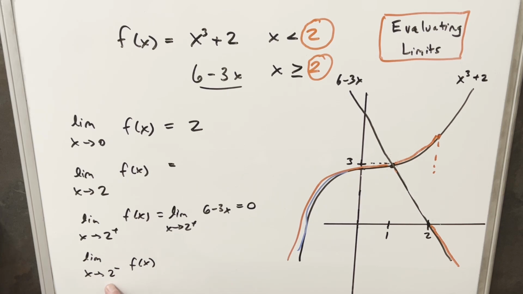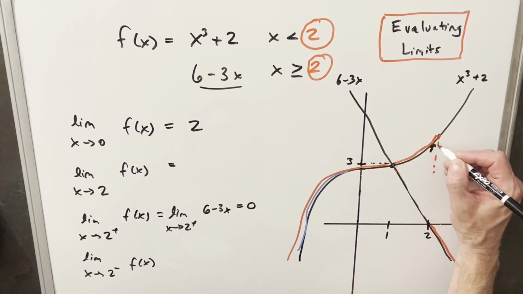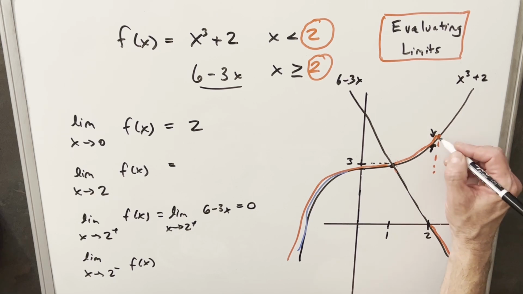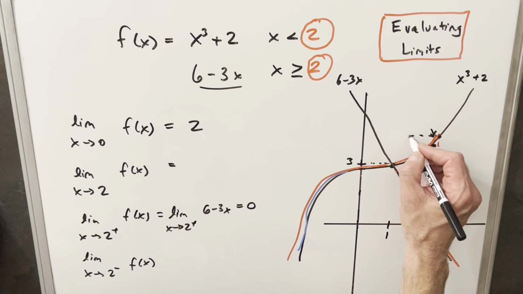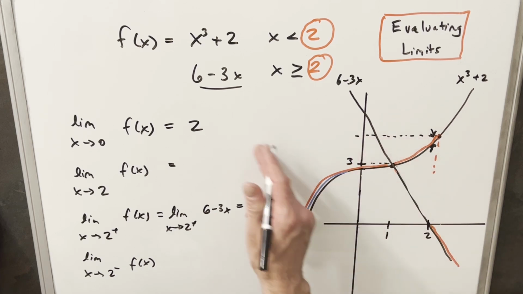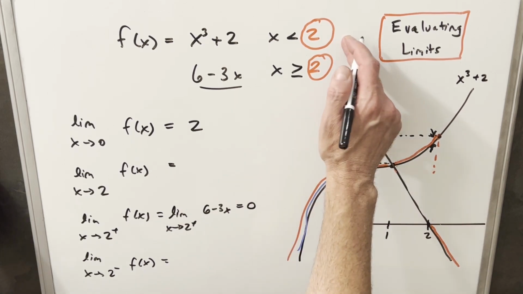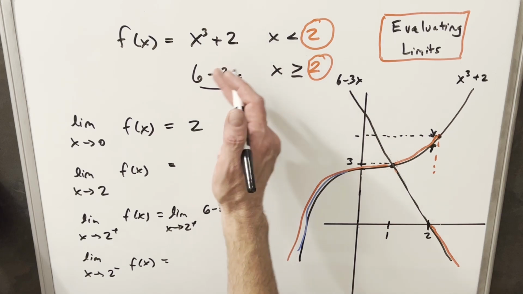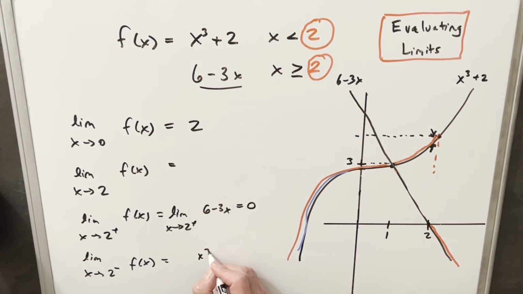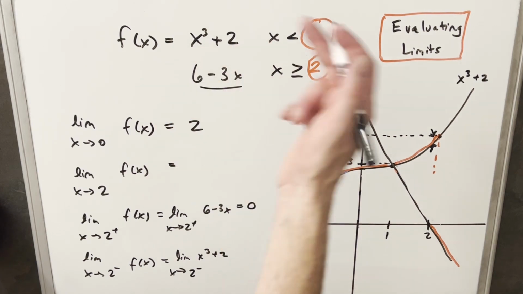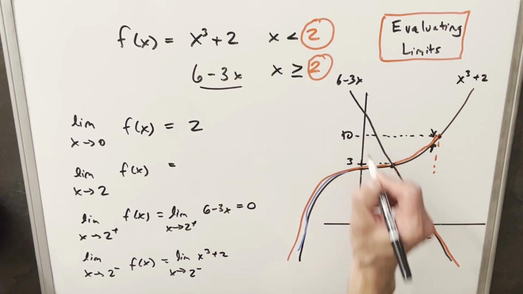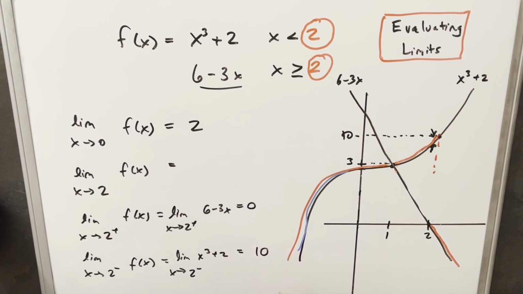And then now if we evaluate this from the left side at 2 minus, we're going to be looking at a point like in here somewhere, just on the left side of 2. And you can see this is approaching some point here, because we're less than 2, we're going to be using this curve. So we're going to be using x cubed plus 2. And if I just evaluate this at 2, 2 cubed is 8, plus 2. This point here is 10, so our limit here is going to be 10.